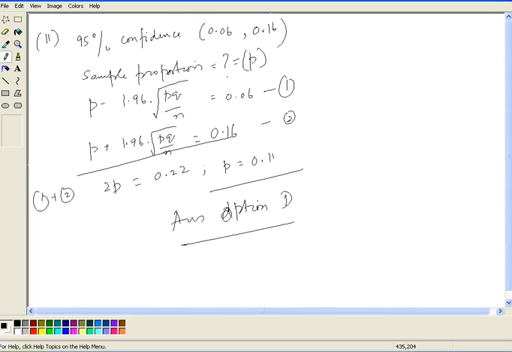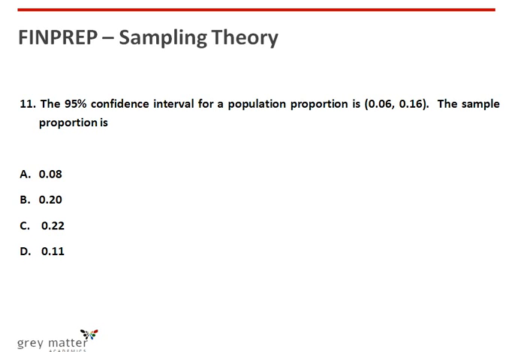Now, expressing the interval in terms of the probability and the sample size. Sample proportion or the probability p: p minus 1.96 into root of pq by n, which is the lower limit, that is 0.06, and p plus 1.96 into root pq by n, which is equal to 0.16. So when we add both the equations, we get 2p equal to 0.22. The other two terms get cancelled, so p is equal to 0.11. So the answer is option D. Going to our PowerPoint presentation, which says the sample proportion is 0.11, which is option D.